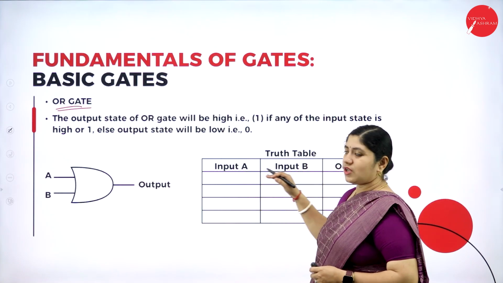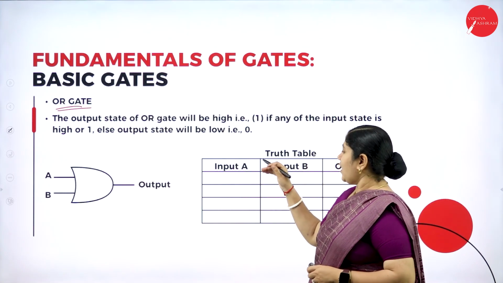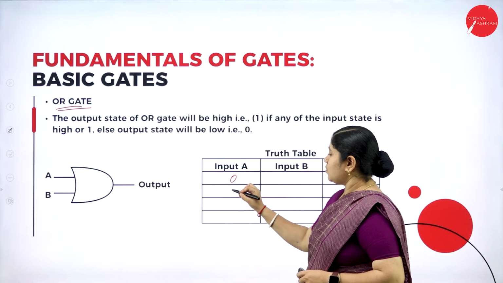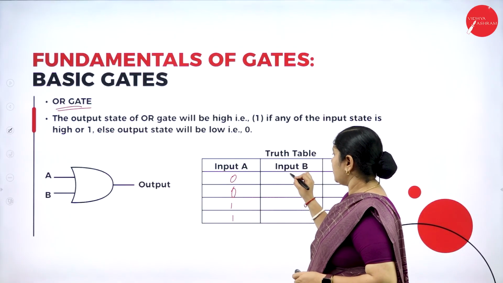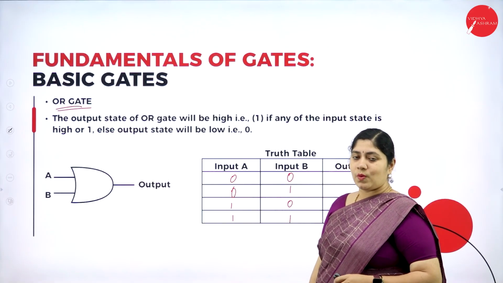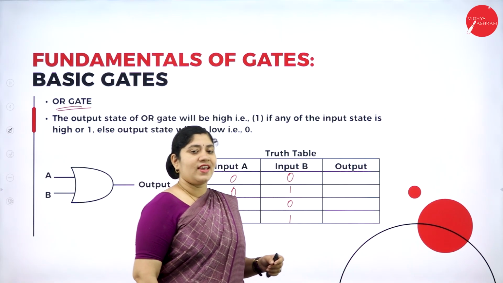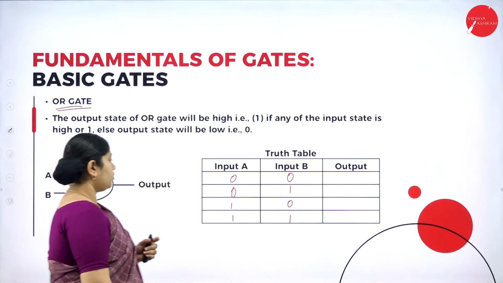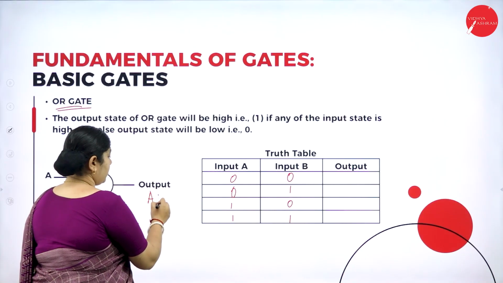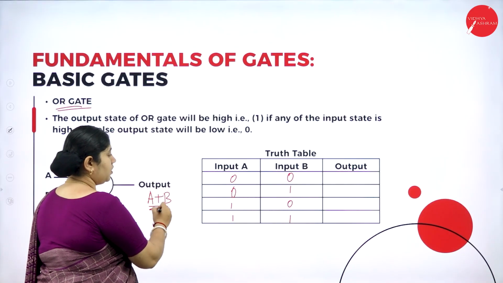So we have two inputs, that is input A and input B. As it is a two-input gate, we have four different combinations, that is 0, 0, 1, 1 and 0, 1, 0, 1. Now, what do we have to write? The main thing we have to note, whenever we write a logic symbol, is A plus B, okay?